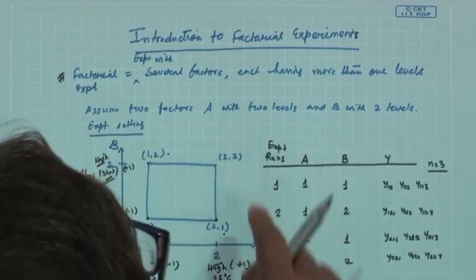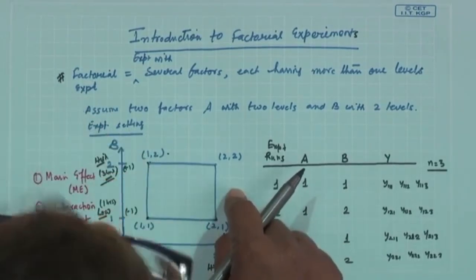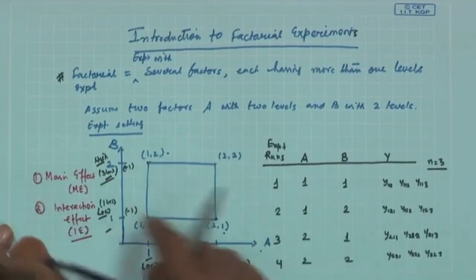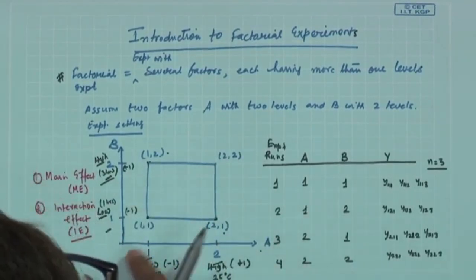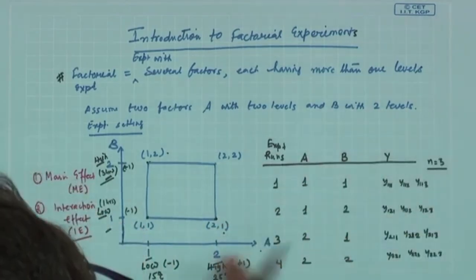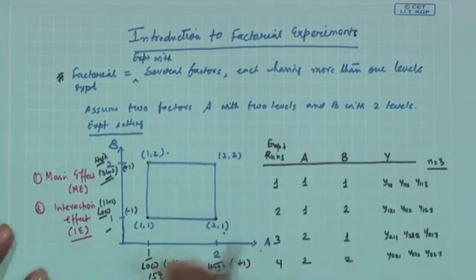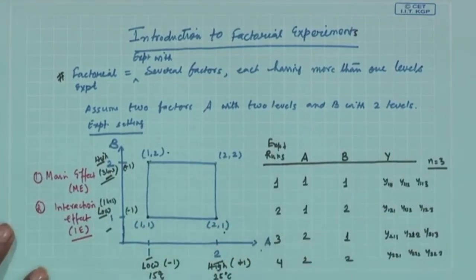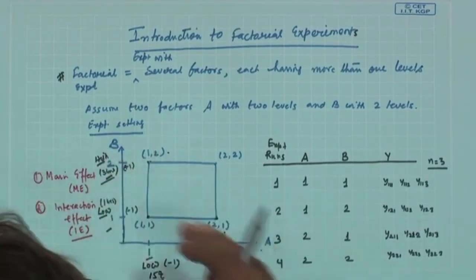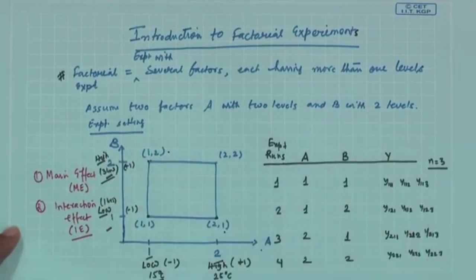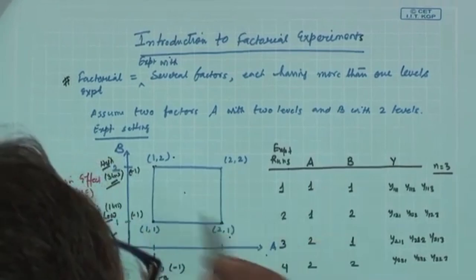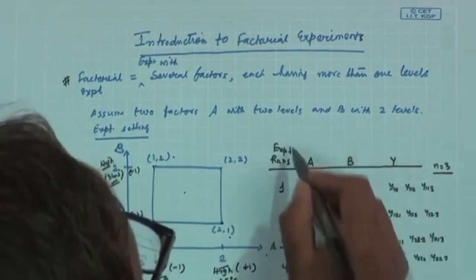Now, here it is a factorial design. This design is a factorial design having two levels for each of the two factors A and B. There can be three factors, there can be four factors, and the number of levels of every factor may be more than 2. There is no hard and fast rule that A and B or other factors will have an equal number of levels.